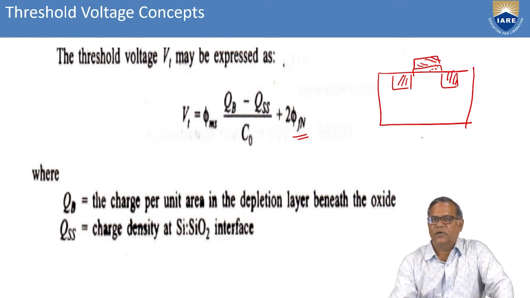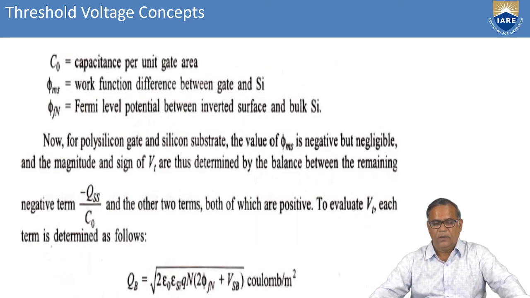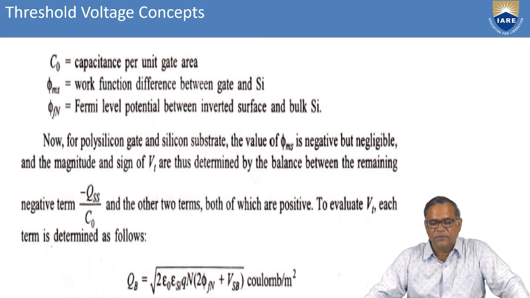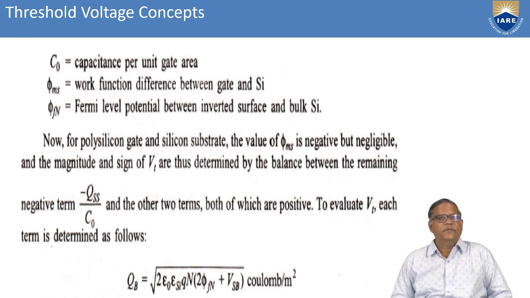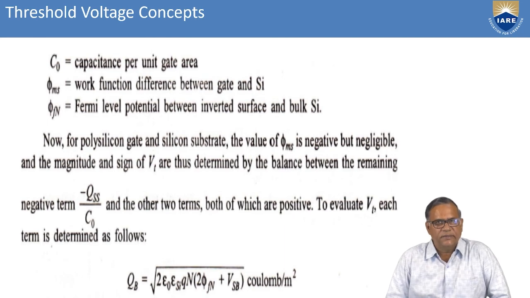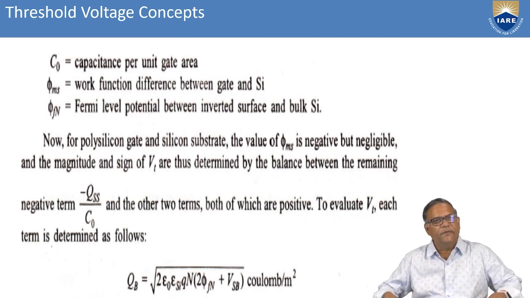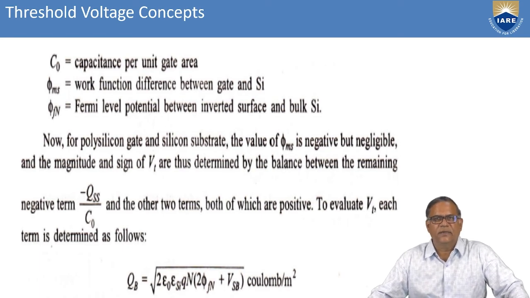And Qb is the charge per unit area in the depletion layer beneath the oxide. So it is here. And Qss is the charge density at the SiO2 surface. That is, it is here. And C0 is the capacitance per unit gate area, and phi ms is the work function difference between gate and silicon. And phi Fn is the Fermi level potential between the inverted surface and the bulk silicon.